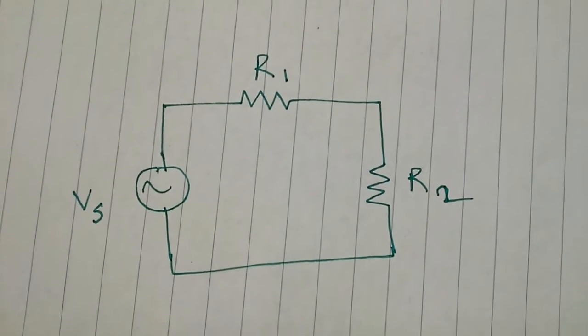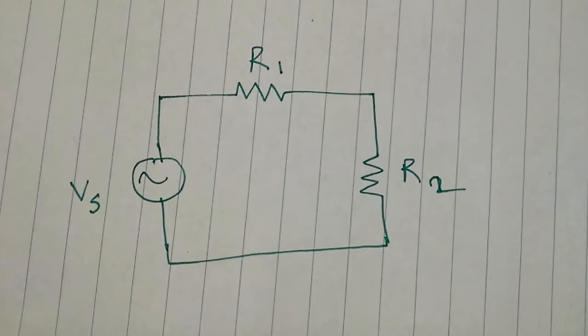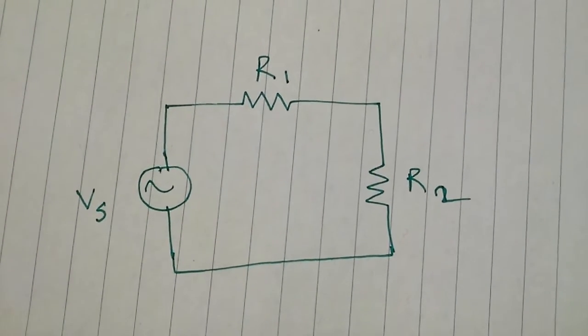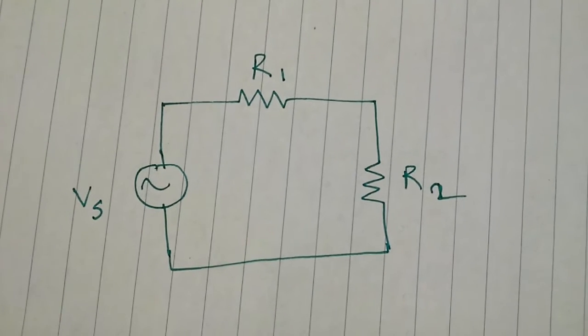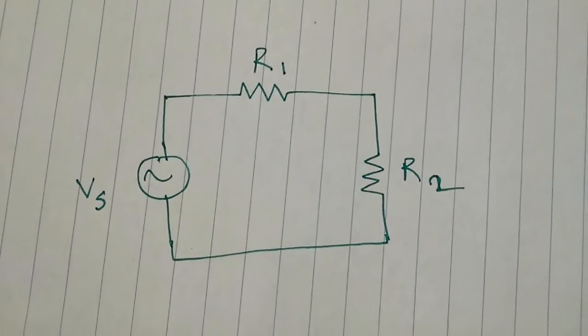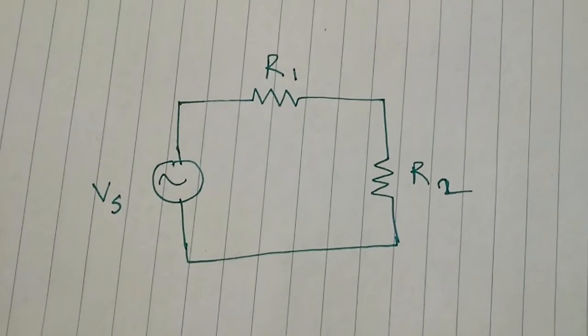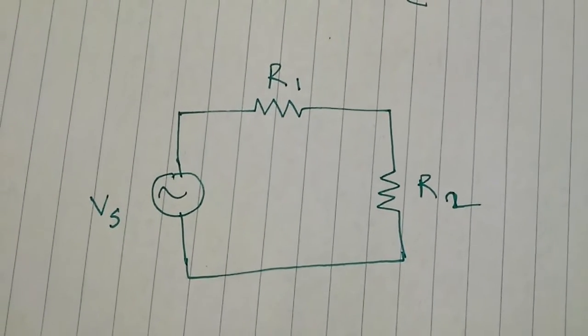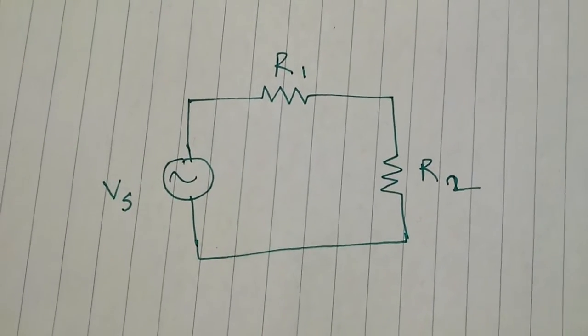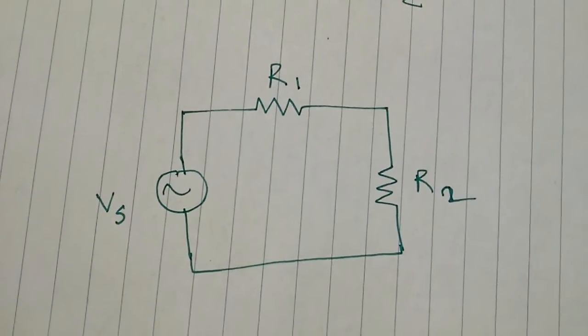Now we shall consider a simple circuit. It has a voltage source and two resistors are connected in parallel with the voltage source. Using an oscilloscope, we shall display the source voltage and also the voltages across the resistors R1 and R2.